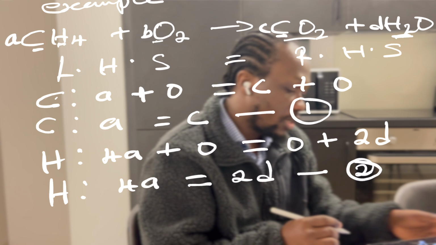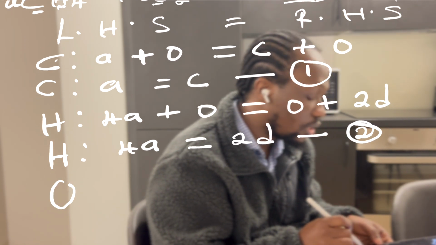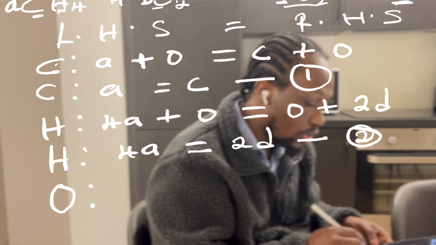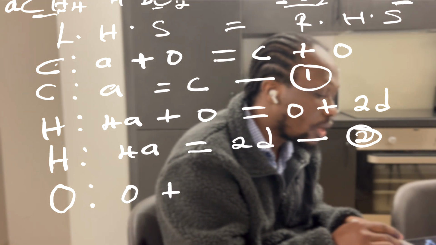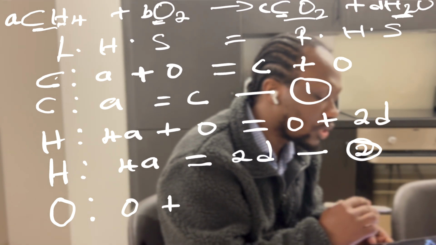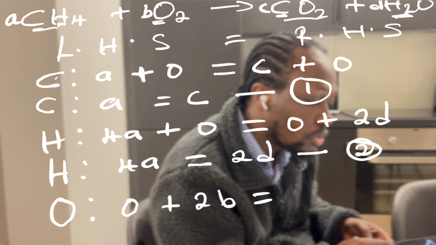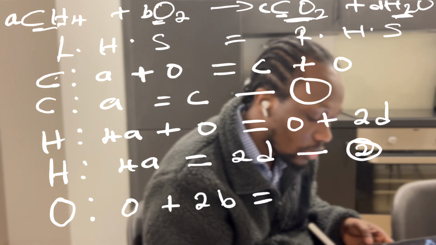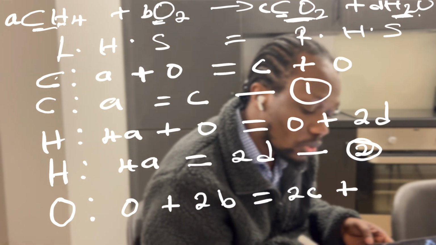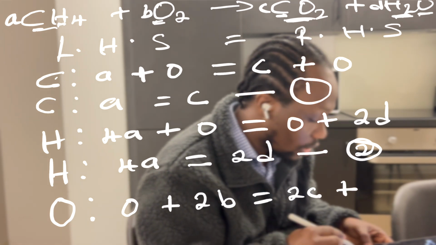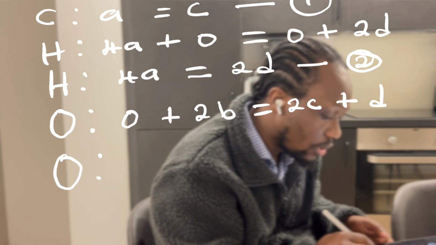So the next step is to take the last element, which is oxygen. For oxygen, in methane there's no oxygen, so that gives us 0, plus there's oxygen here, that's an oxygen molecule, so we have 2 oxygen, so 2 times B gives us 2B, equals to, there's 2 oxygen also in carbon dioxide, so 2 times C gives us 2C, plus there's 1 oxygen in the water molecule, so 1 times D gives us D.